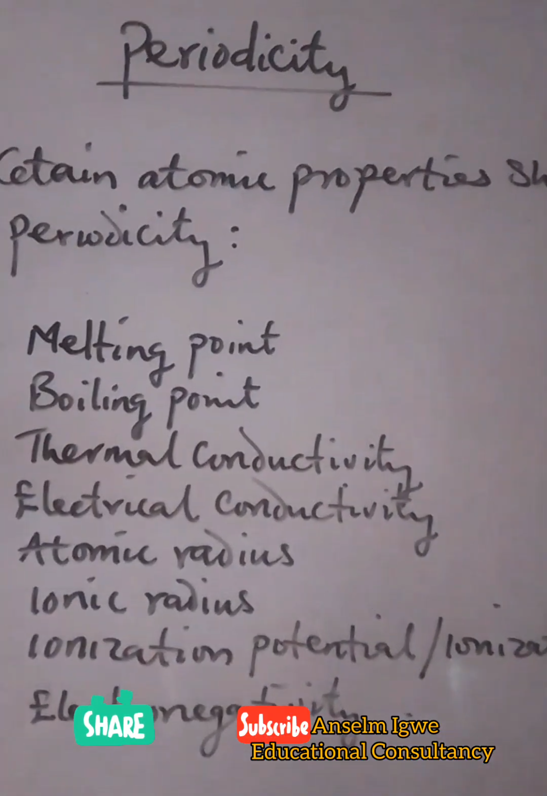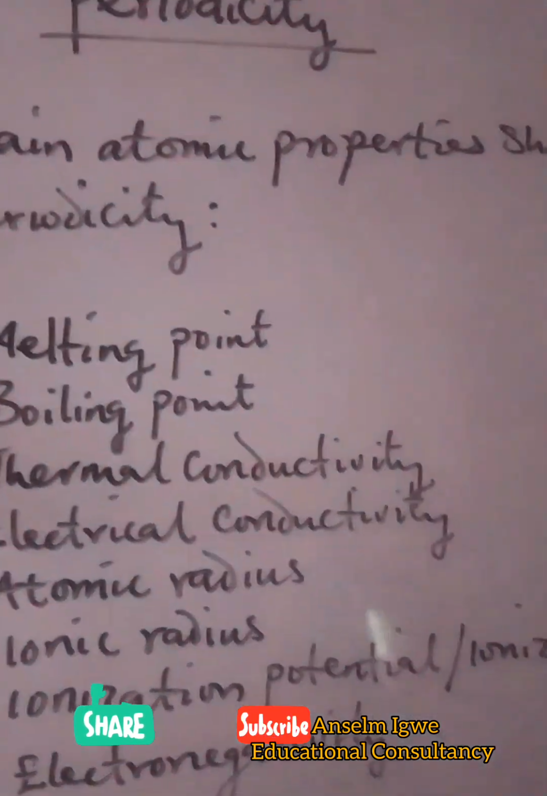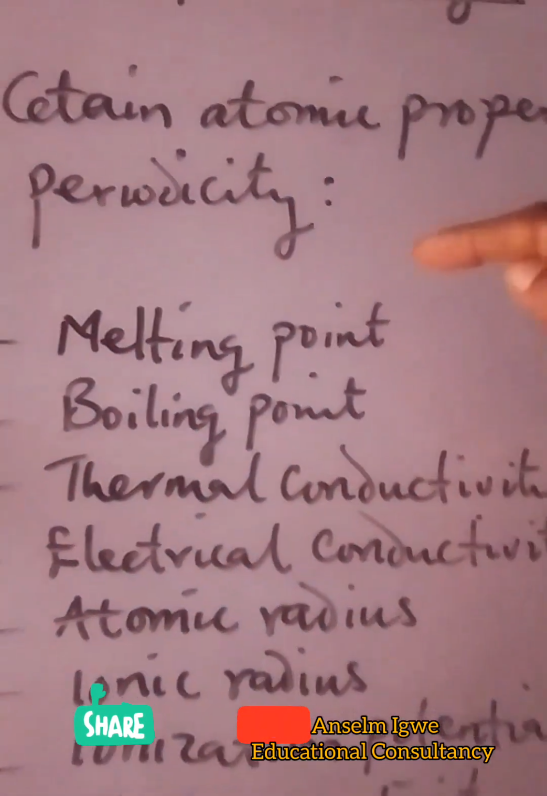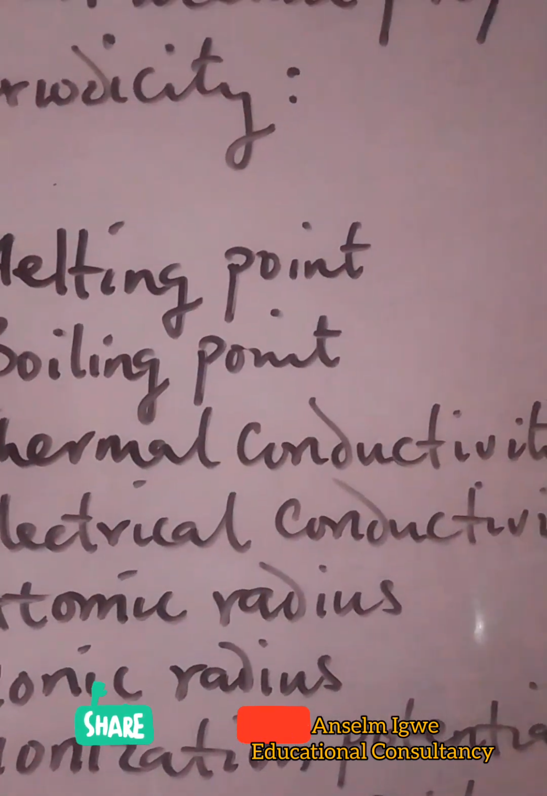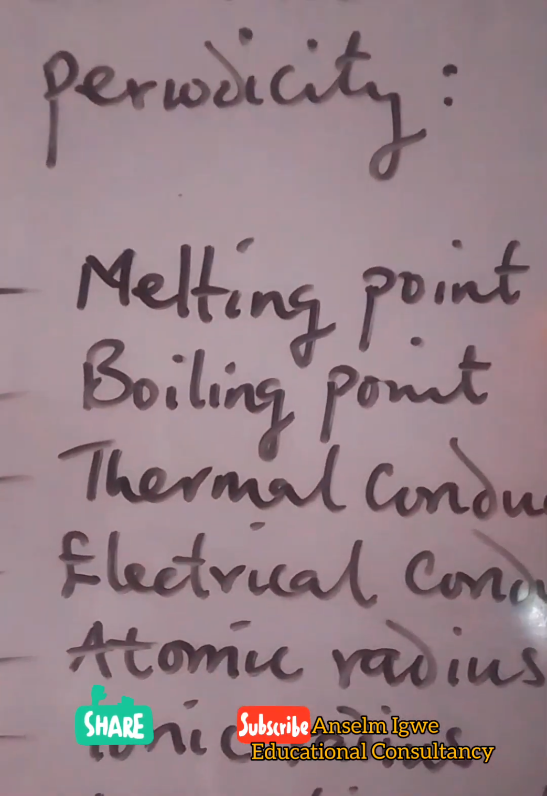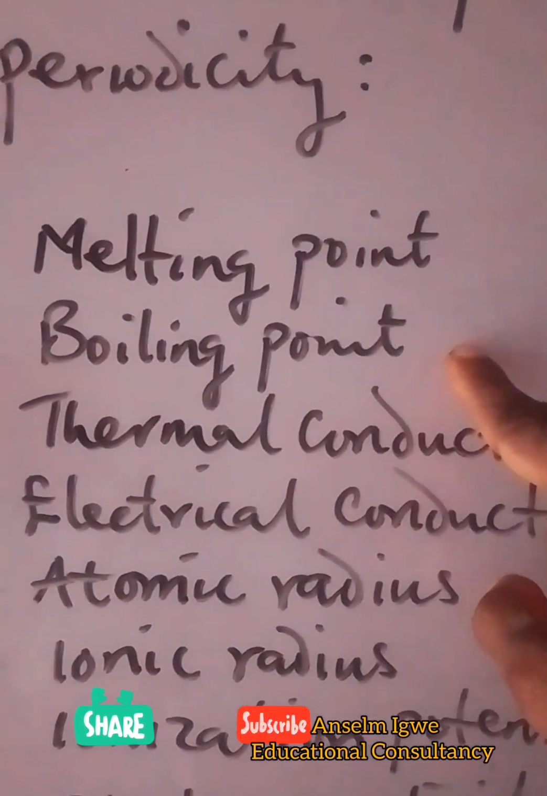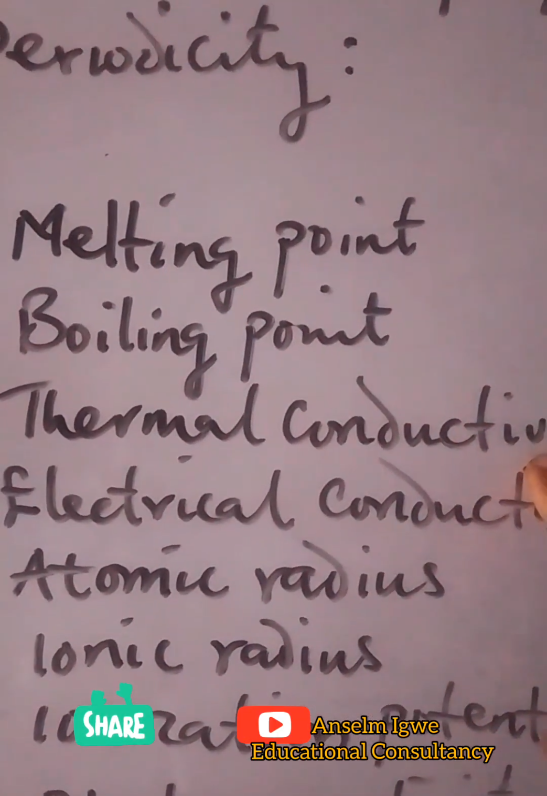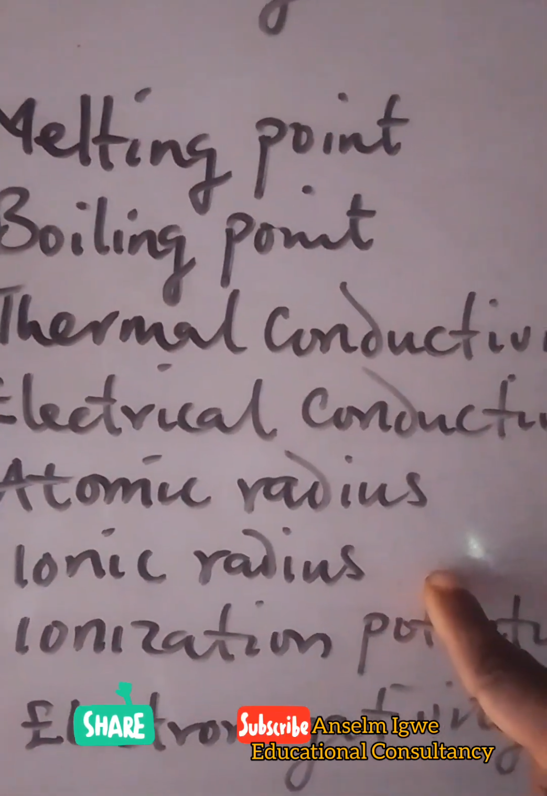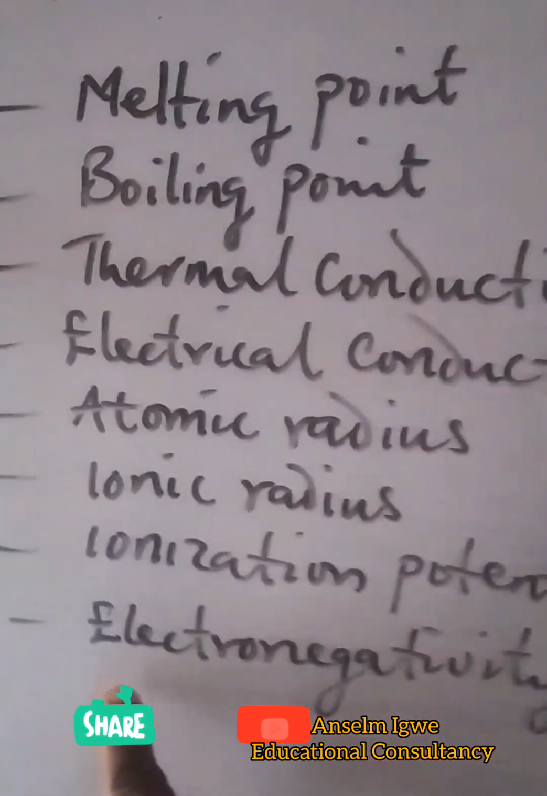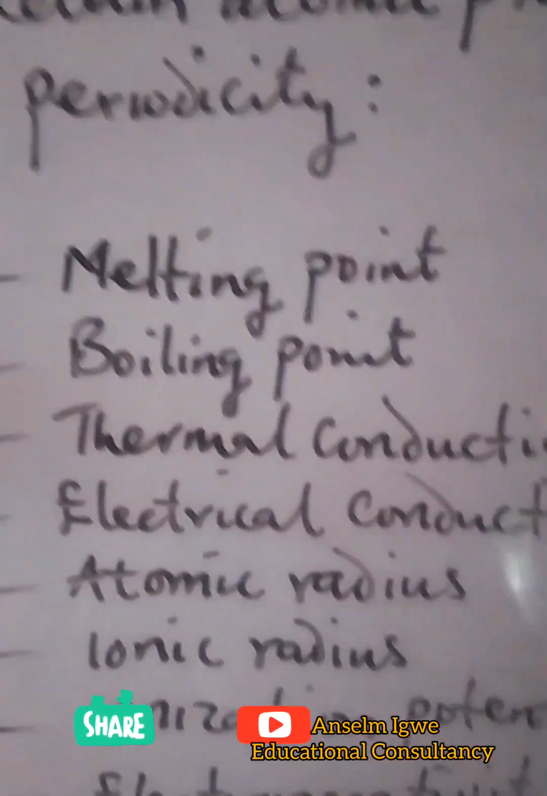Note that periodicity could be called periodic trend, and these are some of the properties that show variation across the period or down the group. They are the melting point, the boiling point, thermal conductivity, electrical conductivity, atomic radius, ionic radius, ionization potential, or you call it ionization energy, and electronegativity.